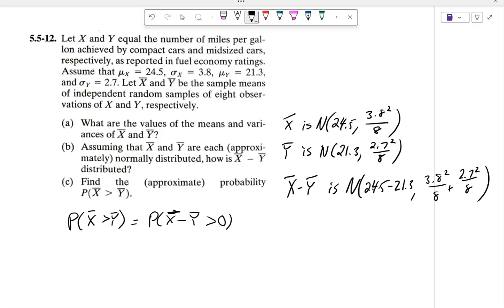All right, subtract it. And now we've got basically a normal distribution problem, right? Because we already said that x bar minus y bar is normal. So I would do 1 minus to set it up like it's a CDF. I would take the 0 and subtract off the mean of the difference of the two. Well, we did that up here. What is that, 3.2?